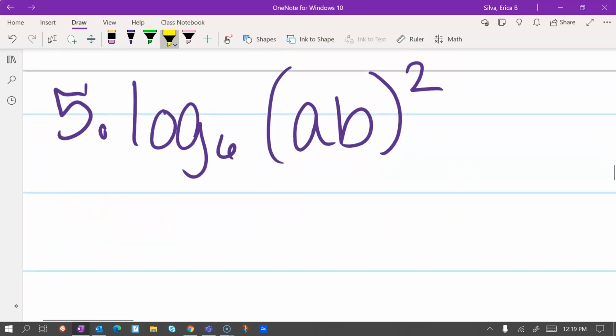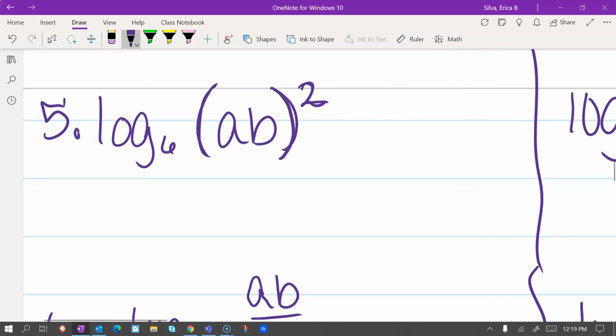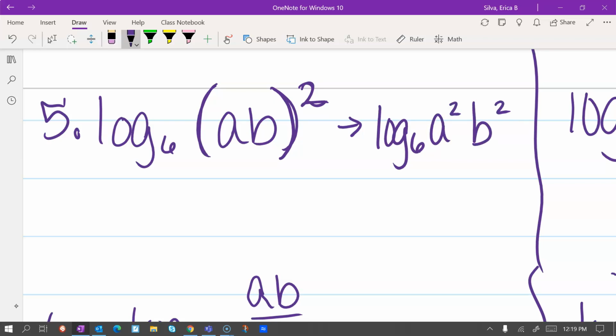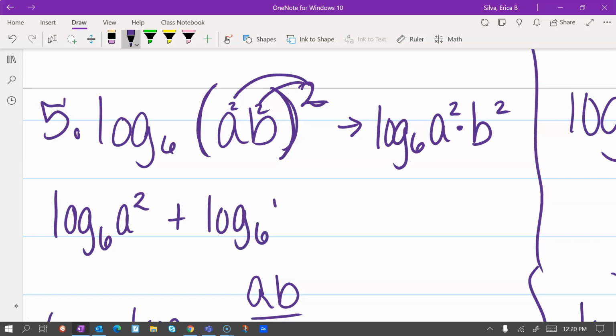Okay, let's try the next one. There'll be times where you have this whole group is to the second power. So I would rewrite it. There are two ways you can do this. You can rewrite it where you get log base 6 of a squared b squared, because you're essentially making both of these squared. So now you have multiplication. We can separate them. Log base 6 a squared plus log base 6 b squared.